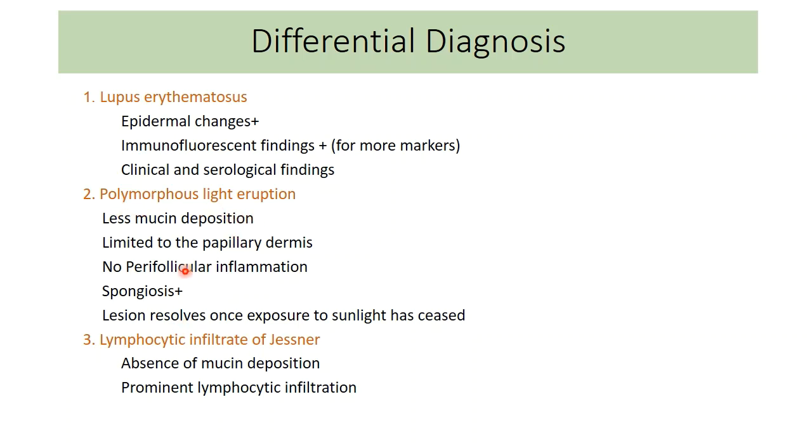The third differential diagnosis is lymphocytic infiltrate of Jessner. The absence of mucin deposition and prominent lymphocytic infiltration favors this entity.